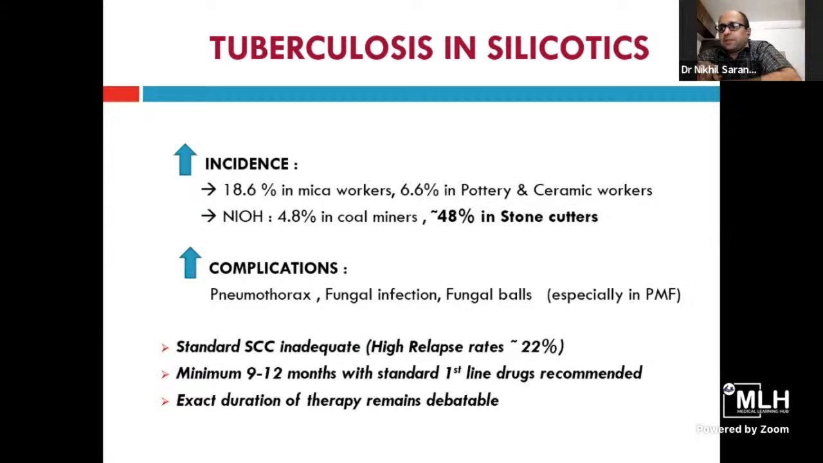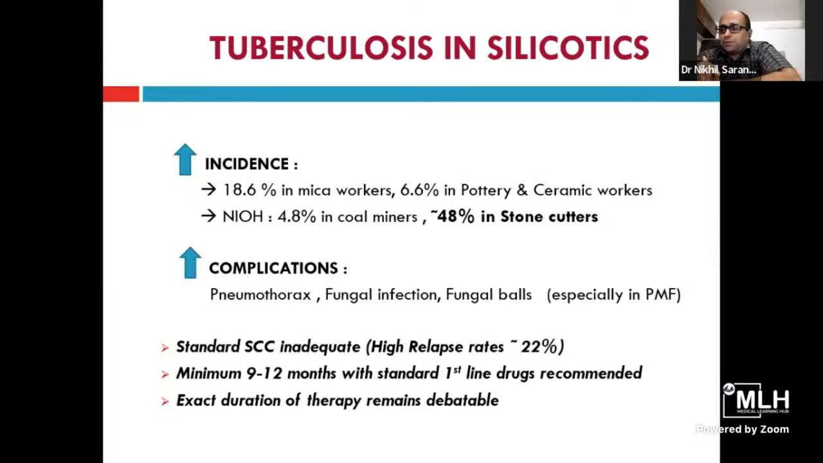So what is the incidence in our country? So tuberculosis in silicotics, the incidence is 18.6% in mica workers and 6.6% in pottery and ceramic workers. But the NIOH found 4.8% in coal miners and 48%, 10 times more, in stone cutters. So the complications, as are seen here, pneumothorax, fungal infections, and aspergilloma balls, particularly in progressive massive fibrosis.